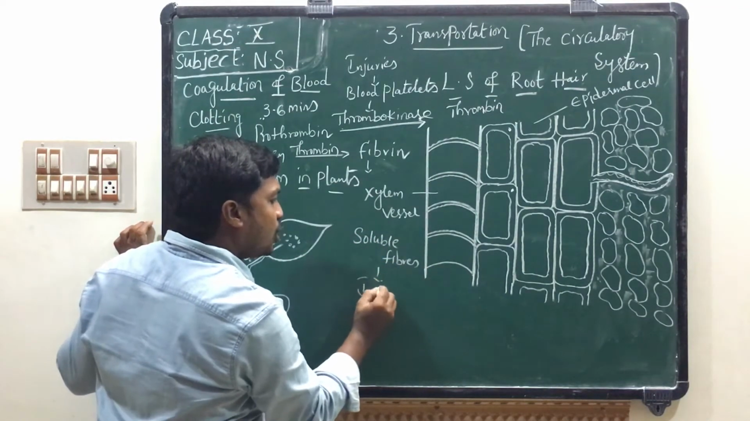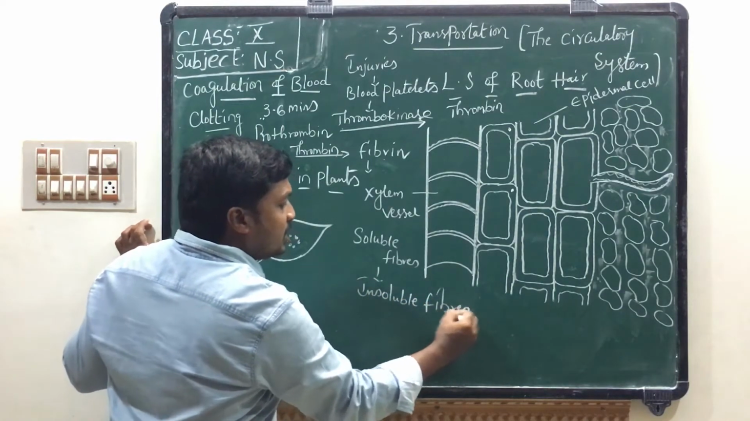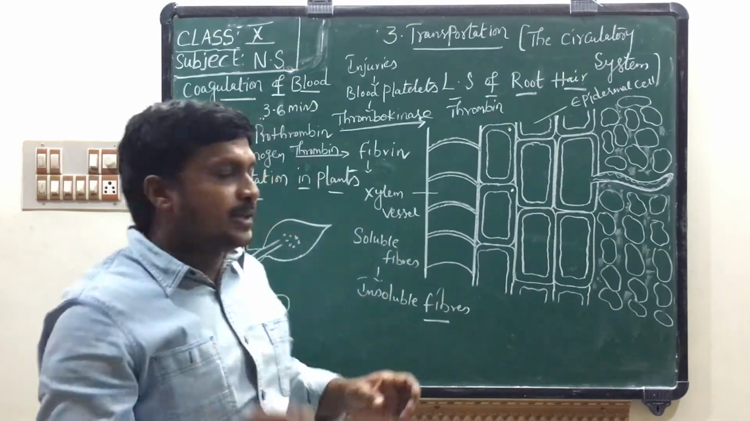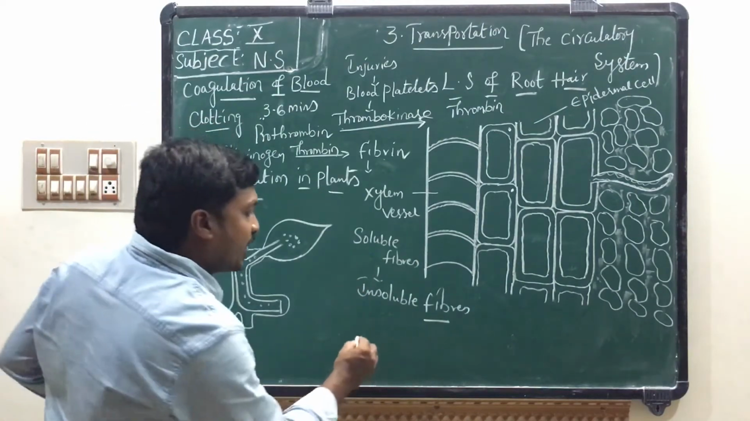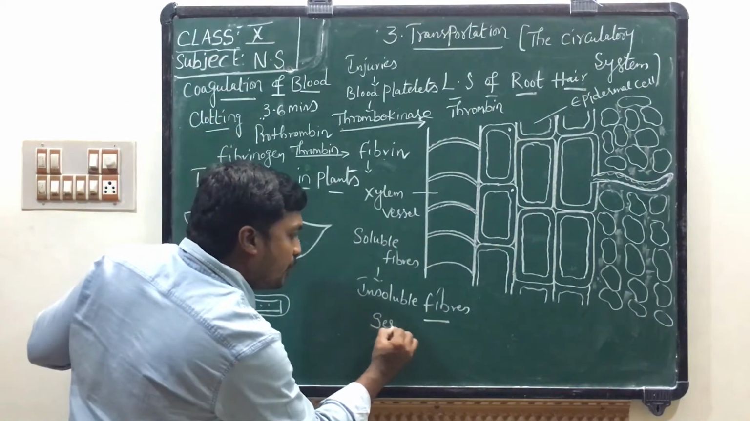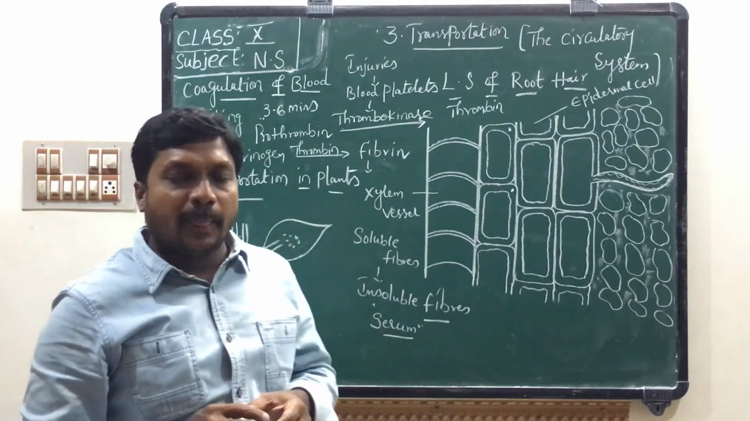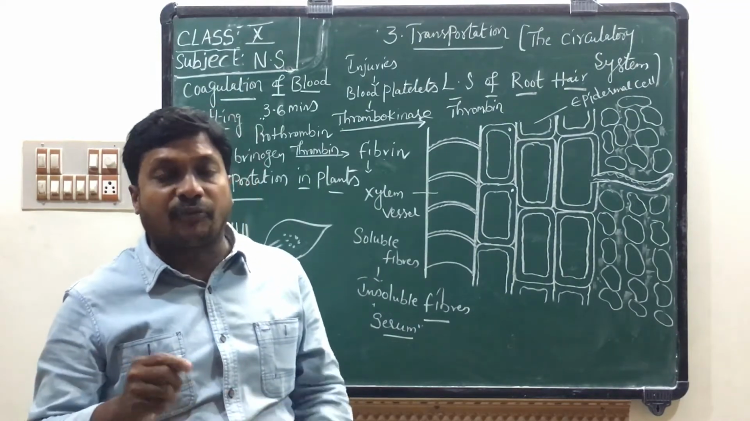Soluble fibers into insoluble fibers. This insoluble fiber helps to pull the wounded edges. This process takes place within 3 to 6 minutes. Okay. After blood clotting, we can find a fluid formed on the blood clot, that is called serum. Serum is the liquid portion which forms on the wound after blood clotting.